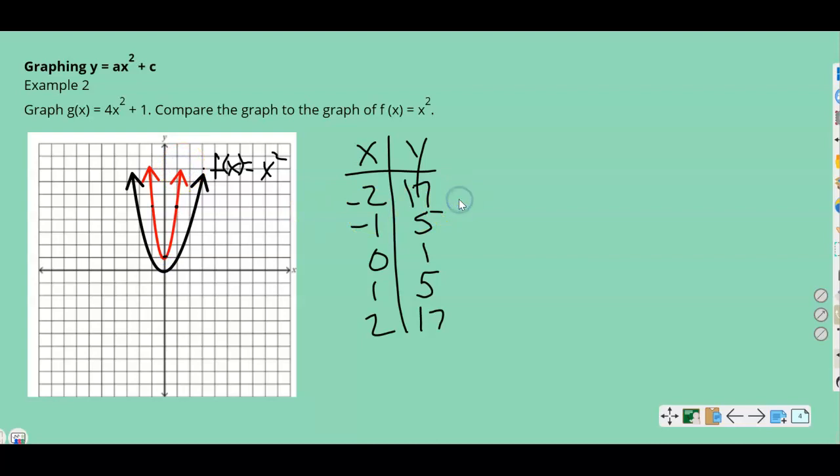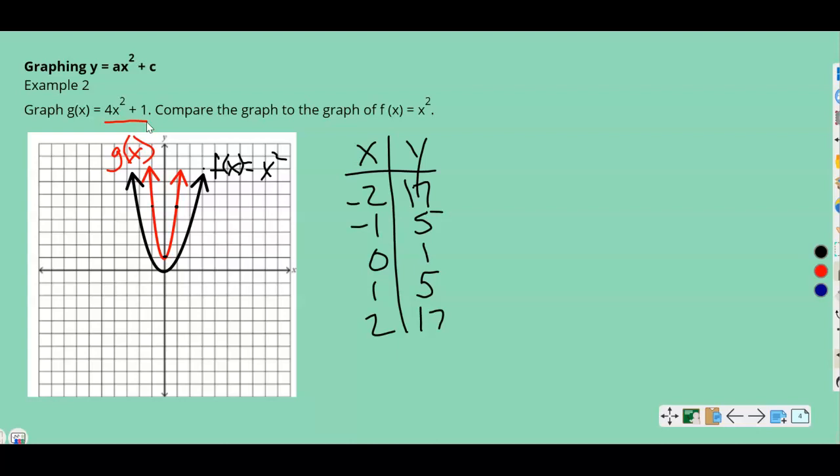All right, so now you can see the parent function here and then the new function. This, red, is g of x. g of x is this function here. So, what can you say about the two functions? Both graphs open up and have the same axis of symmetry. X equals 0 would be the axis of symmetry.